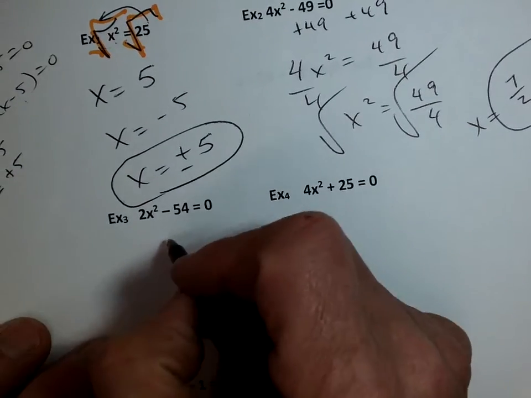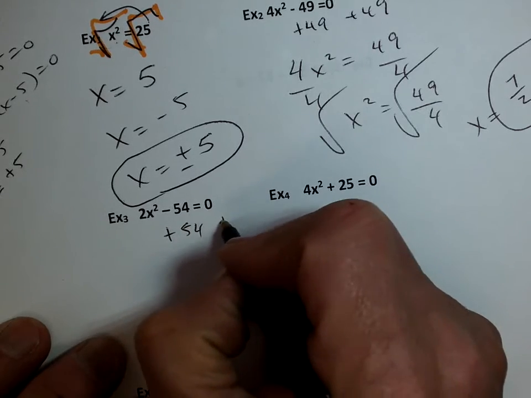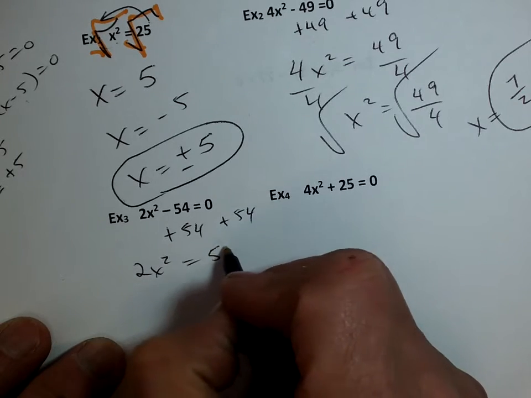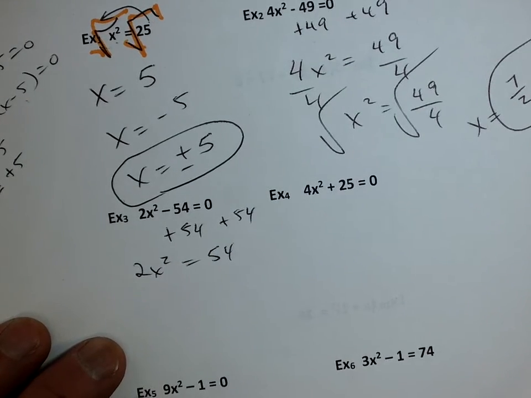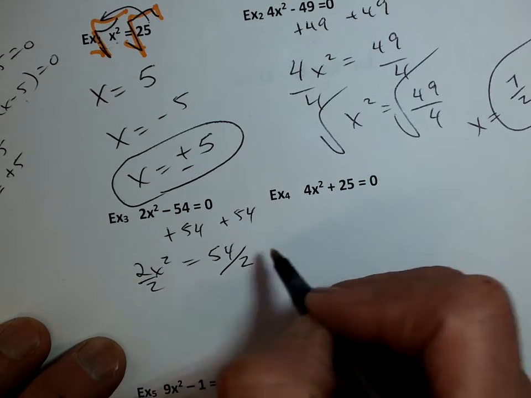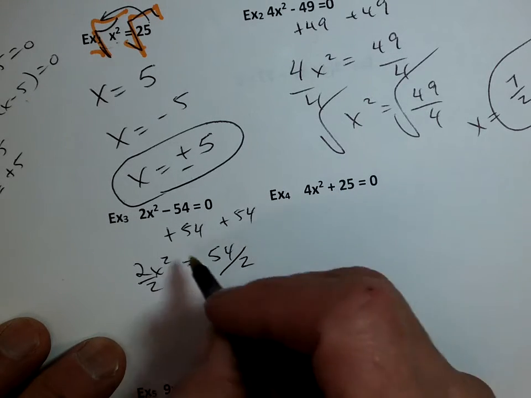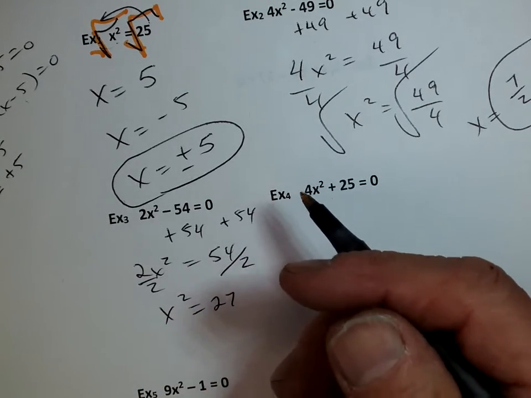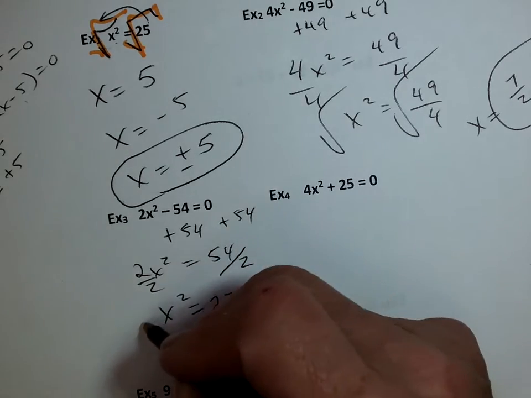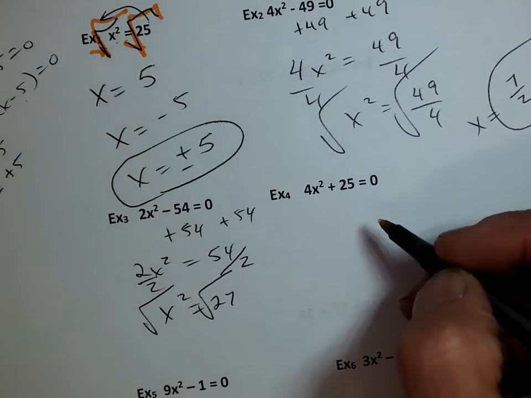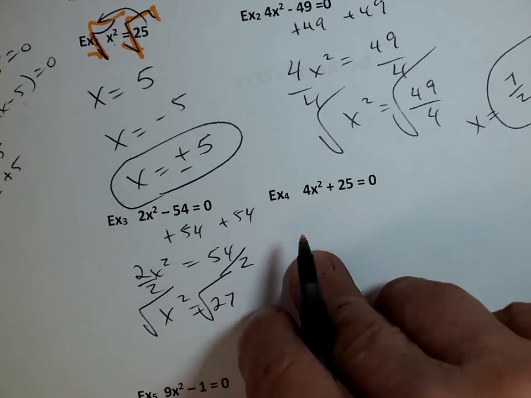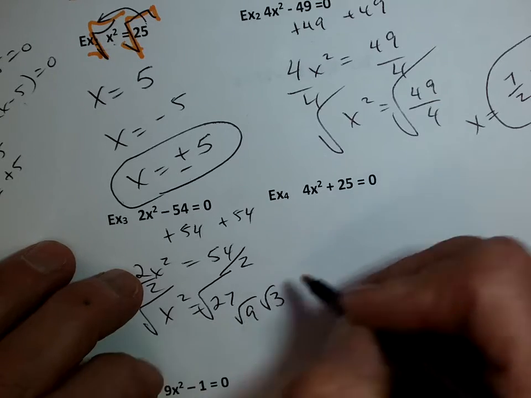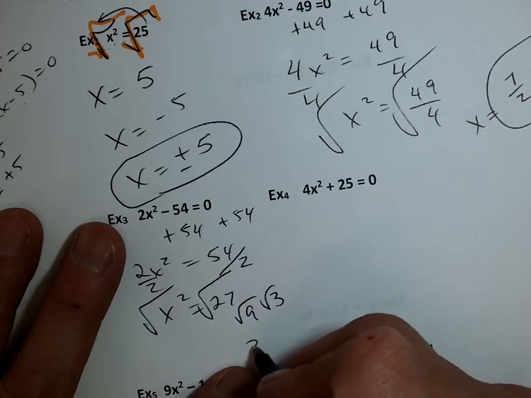So, number 3, we're going to go plus 54. 2x squared equals 54. Then divide by 2. I got x squared equals 27. Now, I'm going to square root it. Let's see, I can break 27 down, can't I? 9 and 3. You guys agree with Isaac? So I'm going to go square root of 9, square root of 3, which is 3 square root of 3.